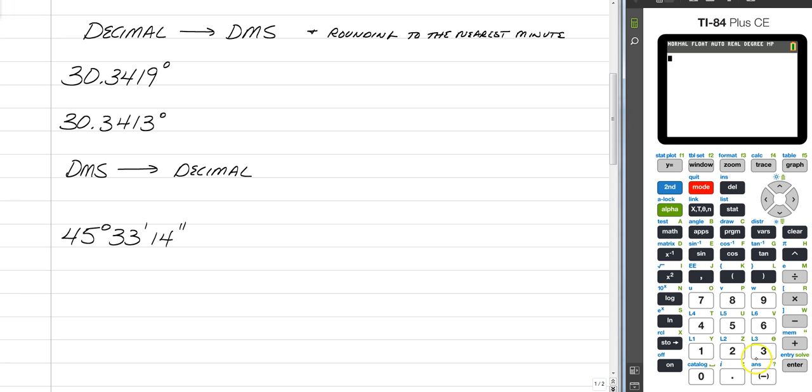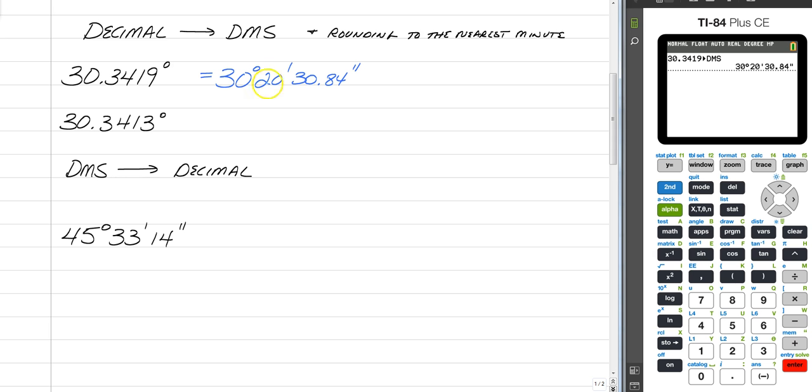What you do is you type in what you need, so 30.3419, and you just press the second button. And then we have apps, which right above says angle. So we go to angle, and then number 4 is DMS, which means changes to degrees, minutes, and seconds. Click enter, and we are going to find out that that is equal to 30 degrees, 20 minutes, and 30.84 seconds.